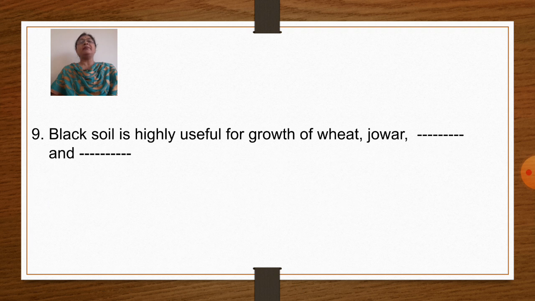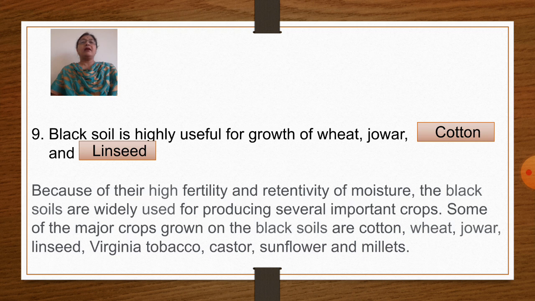Next, fill in the blank. Black soil is highly useful for growth of wheat, jowar, cotton, and linseed. Because of their high fertility and retentivity of moisture, the black soils are widely used for producing several important crops. Some of the major crops grown on the black soils are cotton, wheat, jowar, linseed, Virginia tobacco, castor, sunflower, and millets.